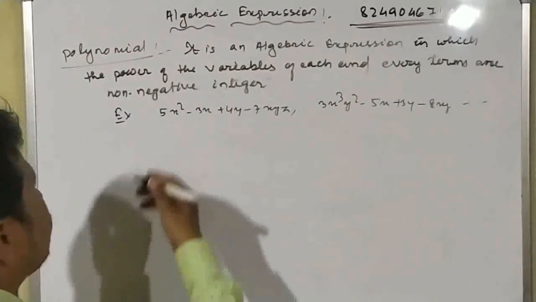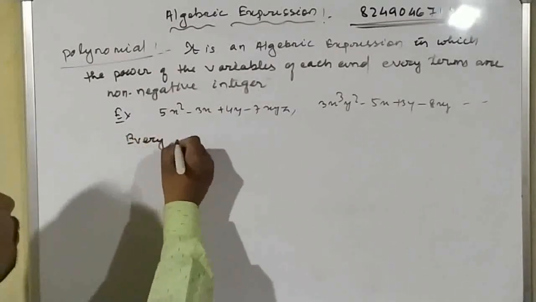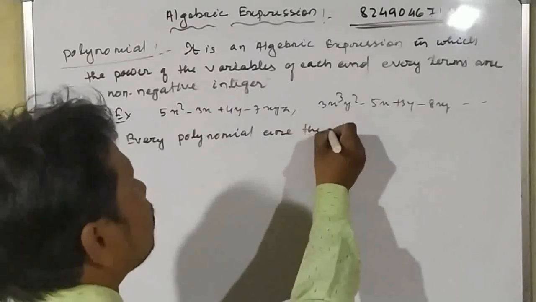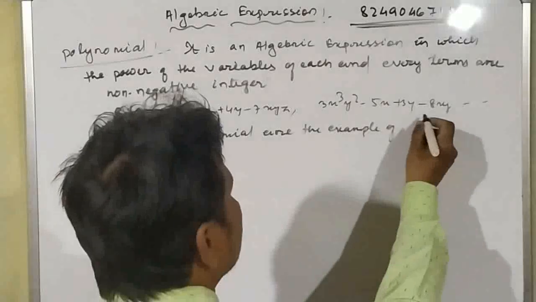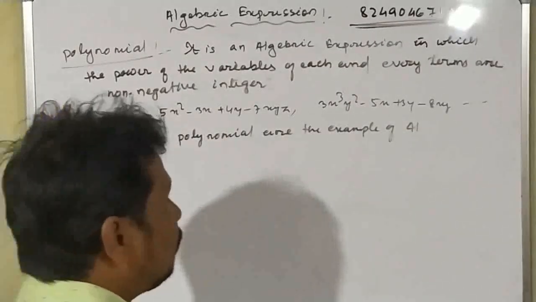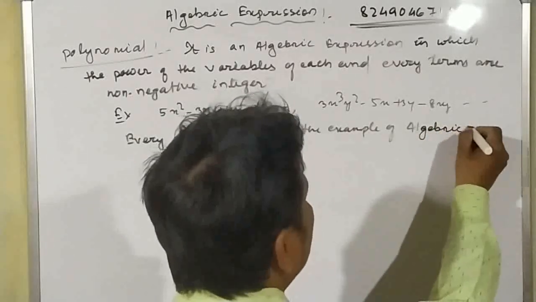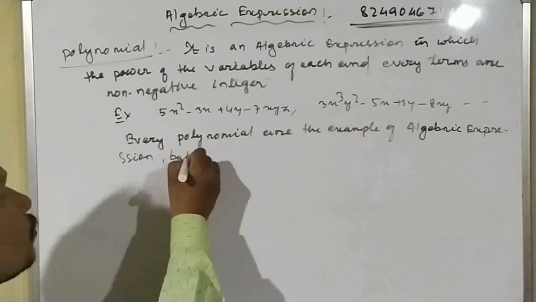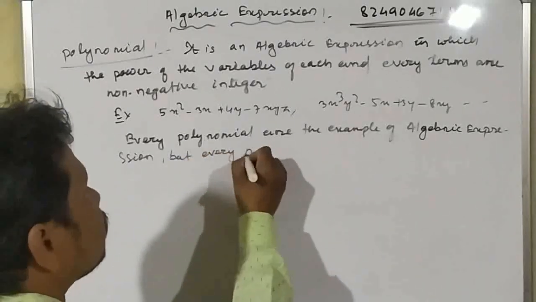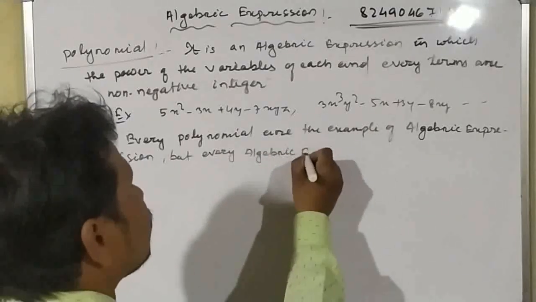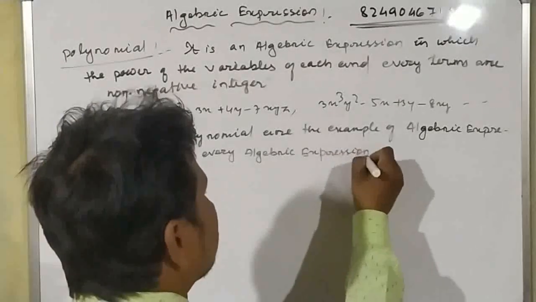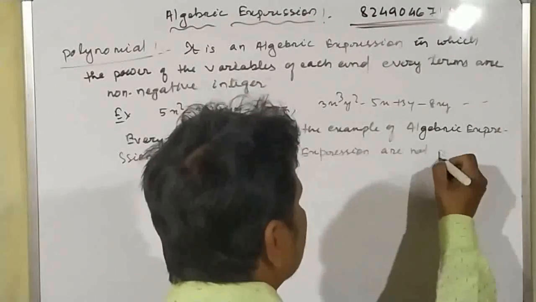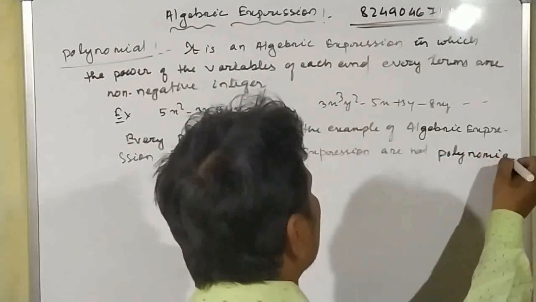So now we can conclude that every polynomial is an example of an algebraic expression, but every algebraic expression is not a polynomial. Okay, student?